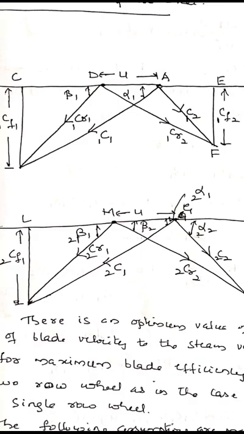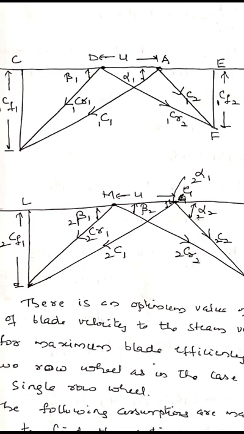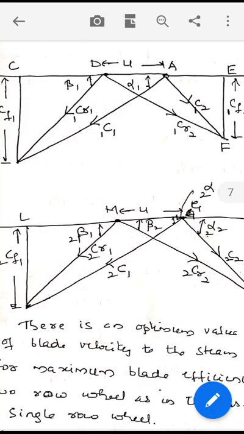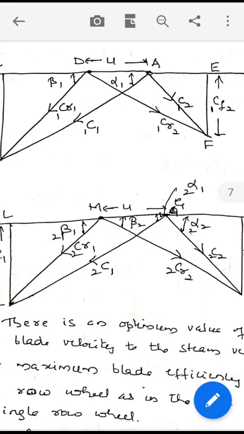C1 represents the velocity of steam entering, C2 represents the velocity of steam leaving the moving blades, and CR1 and CR2 represent the relative velocities at inlet and outlet of the moving blades. We will assume one thing: the loss of kinetic energy due to friction between the steam and the blades is the same for all the moving blades or the fixed blades. The second assumption is that the blades are equiangular, beta 1 equal to beta 2.